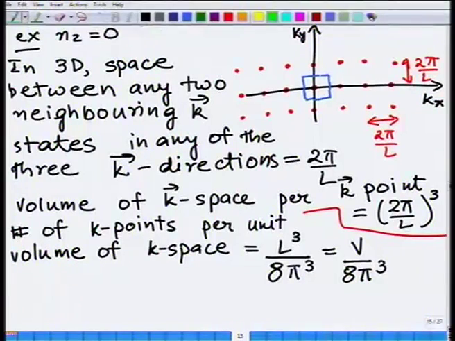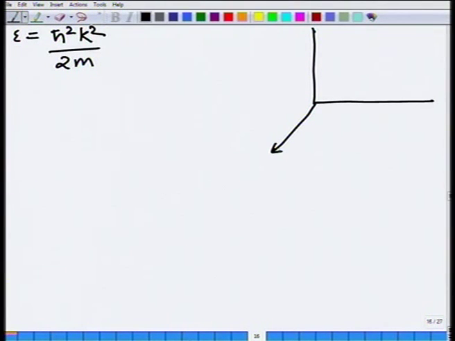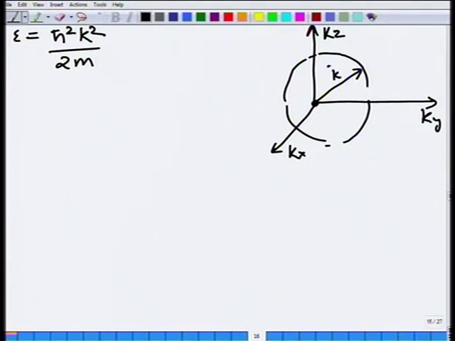Now, notice that energy goes as h² by 2m k². So all points of constant k have the same energy. If I think of this k space consisting of a kx axis, ky and a kz axis, and I think of a sphere about this point, this has a constant k, some value k, and on this surface of the sphere all points have the same energy.